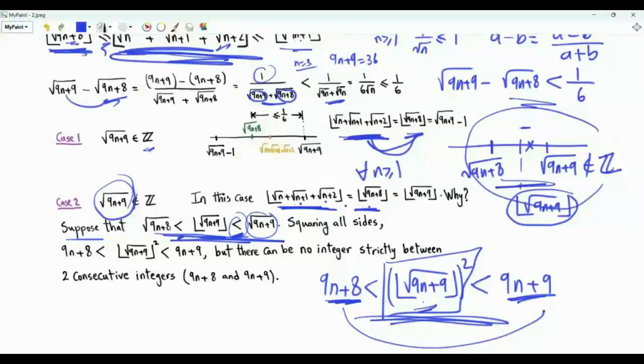As an exercise, show that this floor is also equal to the floor of the square root of 9n plus 7. The key idea to show this is to note that 9n plus 8 is never a square number. 9n plus 8 is congruent to 8 or minus 1 modulo 9, and minus 1 is a non-quadratic residue mod 9.